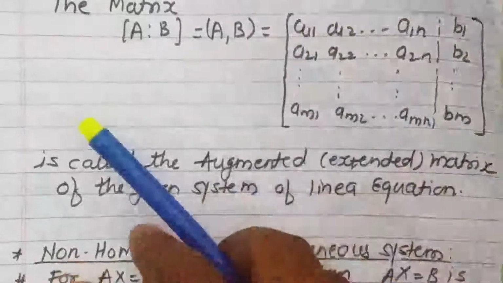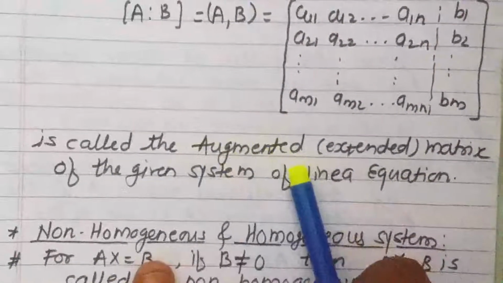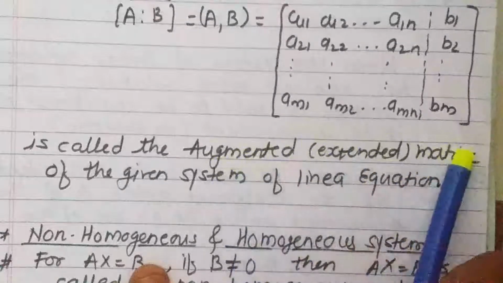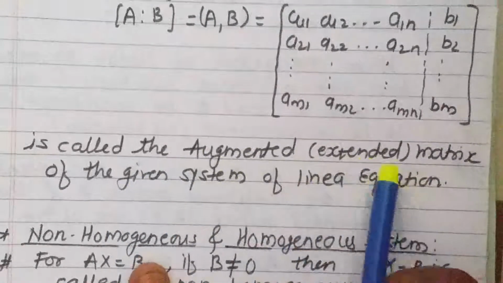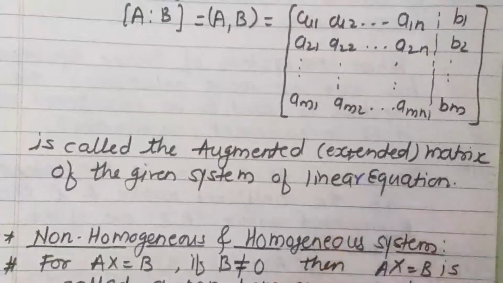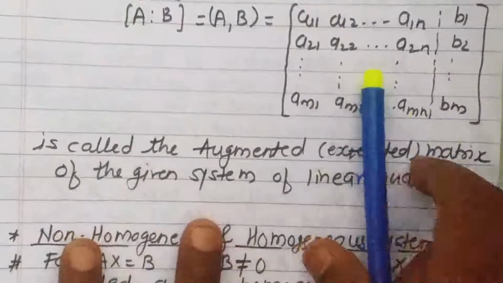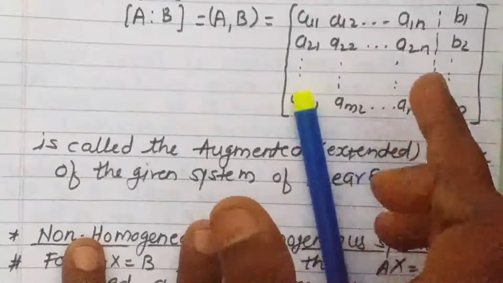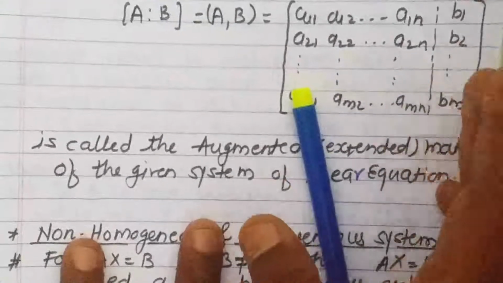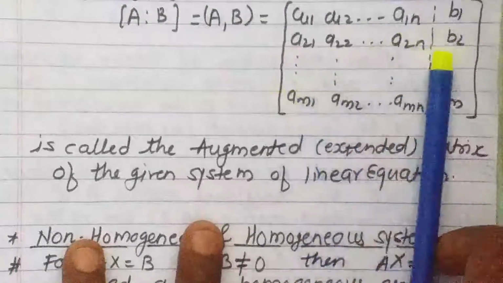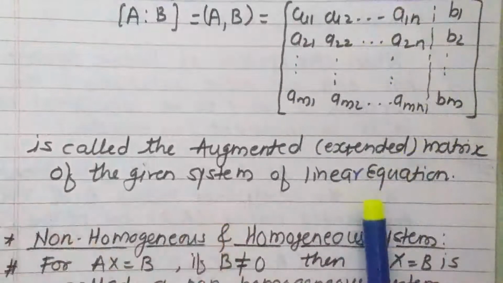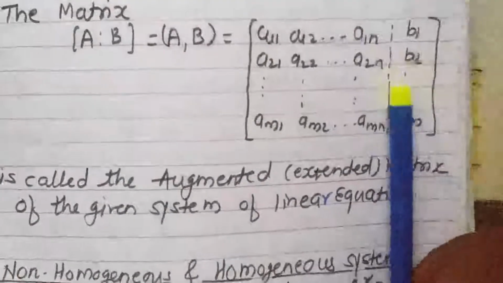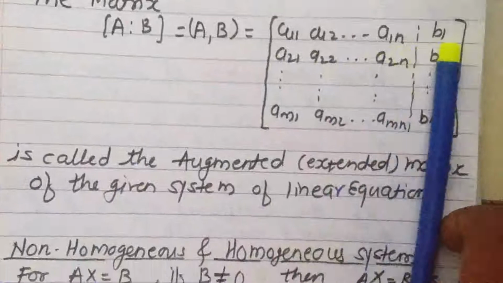Such a matrix is called the augmented, or you can say extended, matrix of the given system of linear equations. The meaning of augmented is extended. Every system of linear equations will have one augmented matrix. So how can we form that? Take the coefficient matrix, add the constant matrix to it as a column, and the new matrix you get will be the augmented matrix of the given system of linear equations. This augmented matrix plays a very important role in solving systems of linear equations.